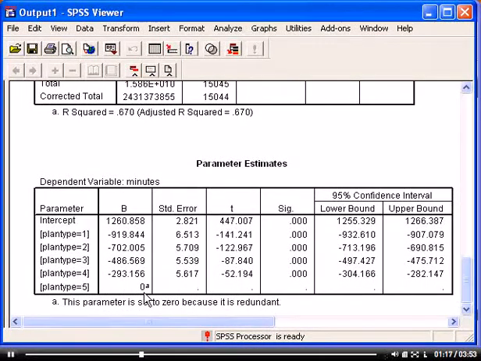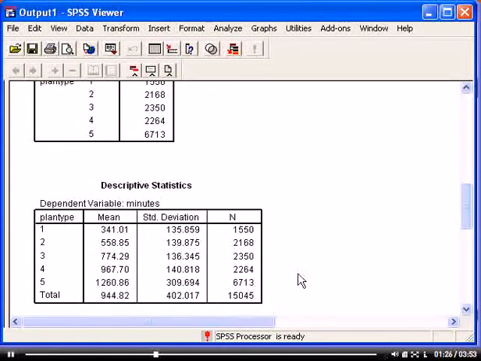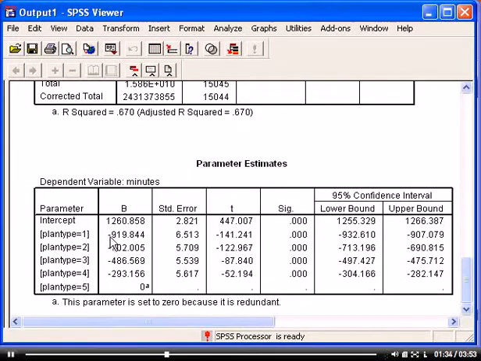Now you see plan type 5 is set to 0. The intercept here, 1260.858, happens to be, not by chance, the mean of plan type 5. The rest of the coefficients, for plan type 1 for example, are the difference between plan type 5 and plan type 1. So if you add the intercept plus the beta for plan type 1, you get the average for plan type 1. And you see R squared here is 0.67.